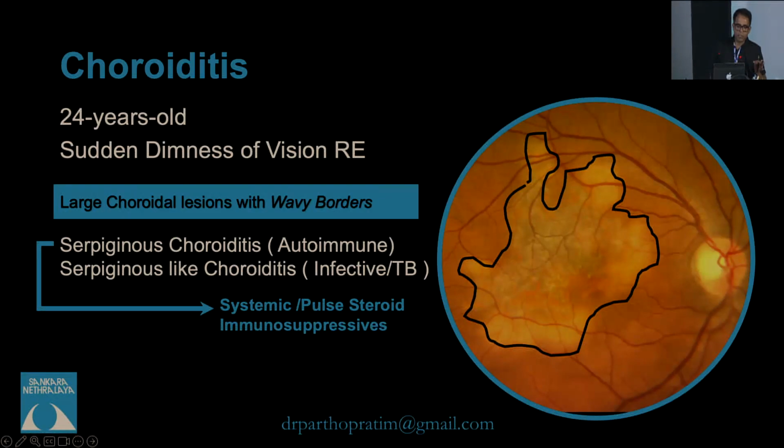Now, what is serpiginous-like choroiditis? You can see that geographical patch-like pattern here, and you need to differentiate between these two. Serpiginous-like choroiditis means that the secondary pathology is infection. For example, in India, the most common cause is tuberculosis, whereas the classic serpiginous choroiditis is autoimmune, and the classic treatment is immunosuppressives and pulse corticosteroids.